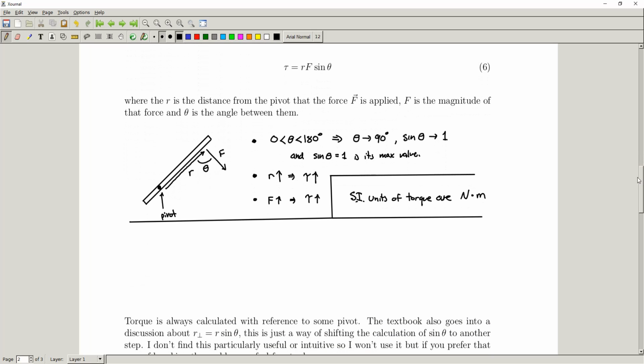Now, one question might be, does it matter which angle we take to be theta? And I've left some space here to have a quick little discussion. I'm just going to draw this quickly. We have our stick here, we have our pivot here, and we have our r here, but we have a force being applied like this, let's say. And now, does it matter if we choose the smaller angle or the larger angle to be theta, as long as this full arc is 180 degrees?